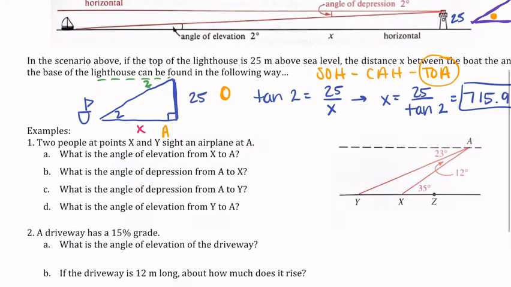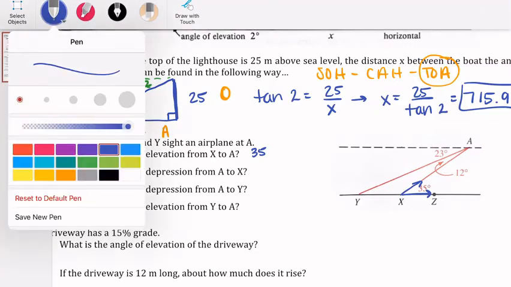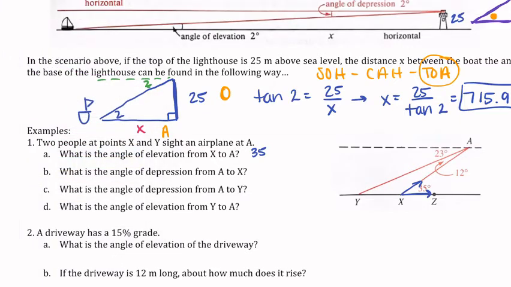Just a quick thing for identifying those angles. Two people at points X and Y sight an airplane at A. What is the angle of elevation from X to A? So from X to A, again, you have your horizontal, and then you are looking upward because it's an angle of elevation. So that would have to be that 35-degree angle. Then in the next one, it says, what is the angle of depression from A to X? So these are looking at the same points, but the other way around. So these angles should match. They should both be 35.